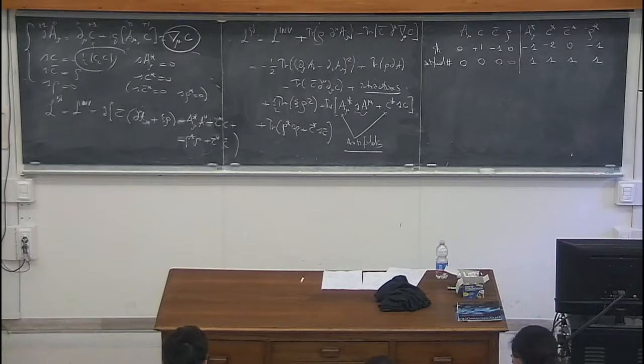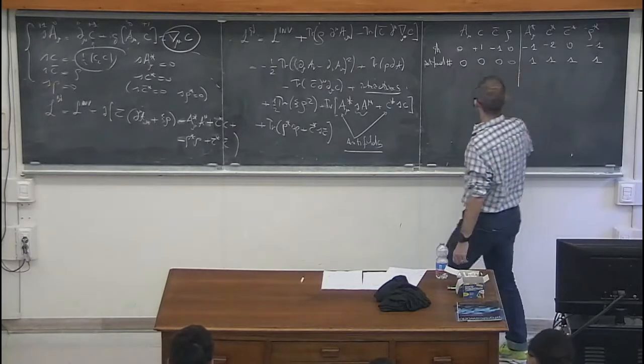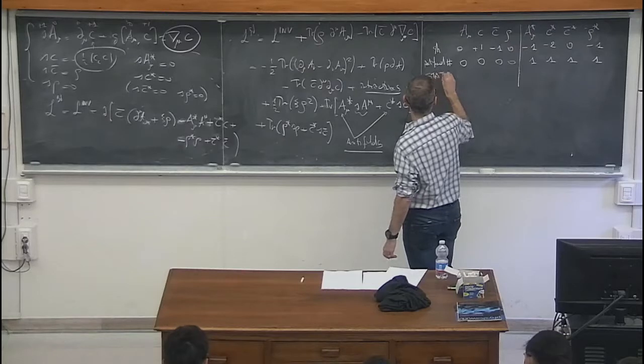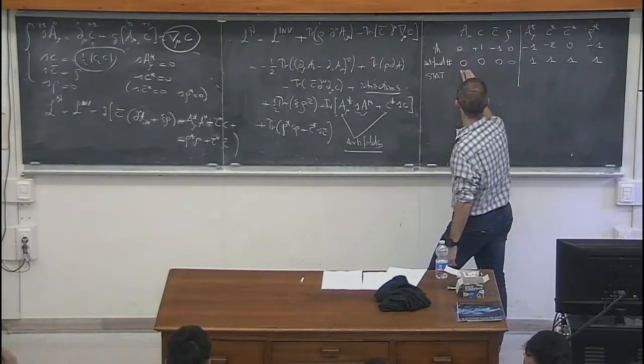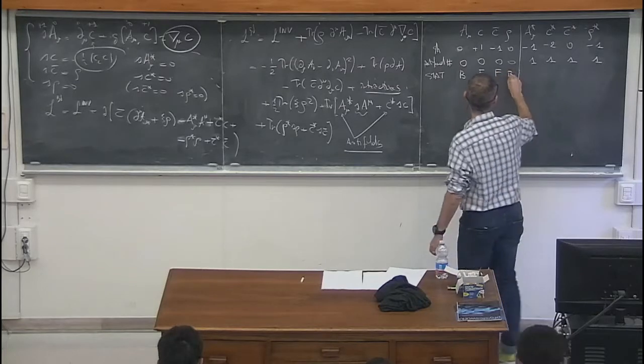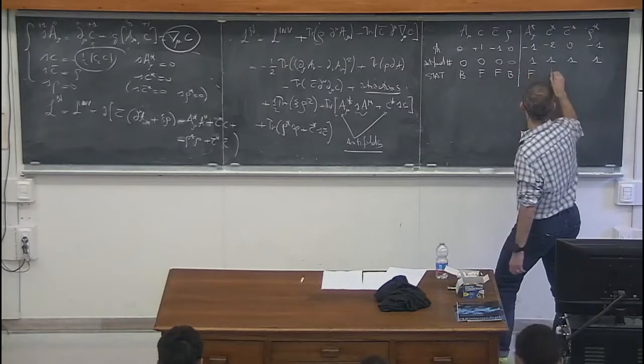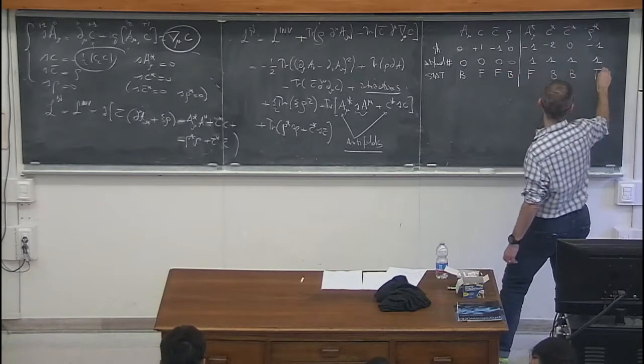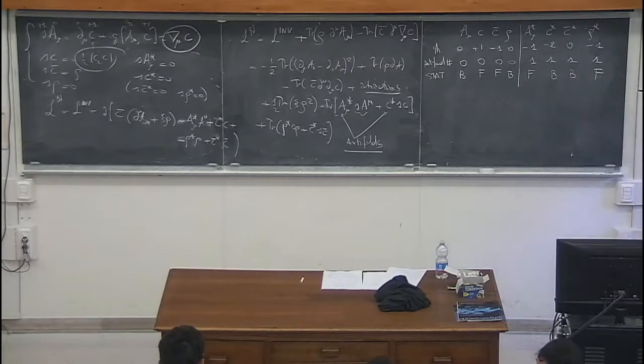What about the statistics? So this is a boson, okay? This is a boson. So this is a fermion, this is a fermion, this is a boson. Now this one is a fermion, this is a boson, this is a boson, and then this is a fermion, okay? So the statistics of the antifields is exactly the opposite of the fields, okay?